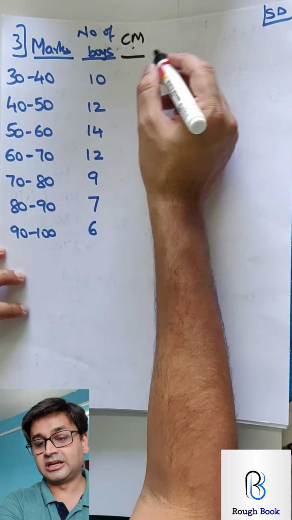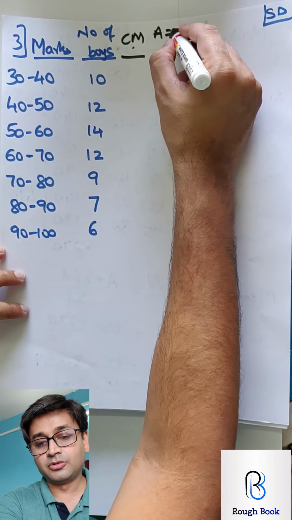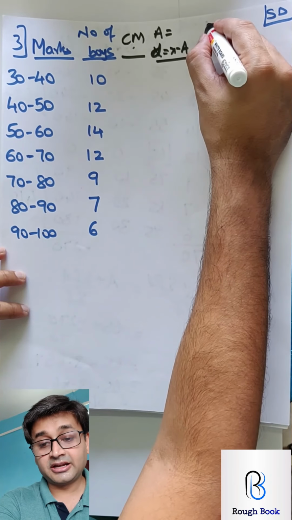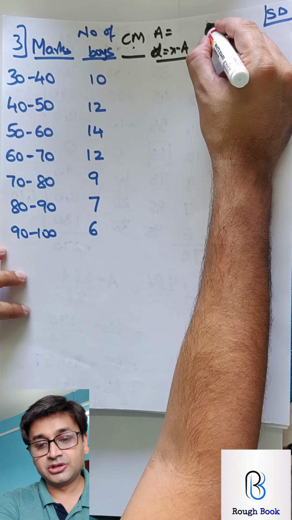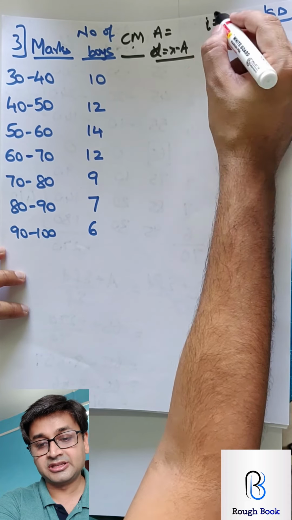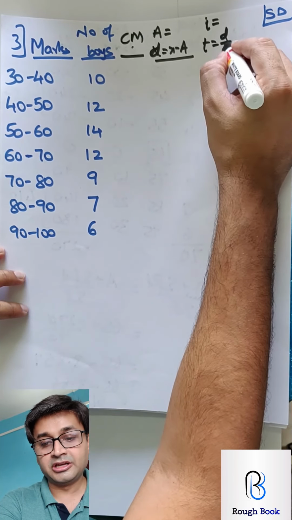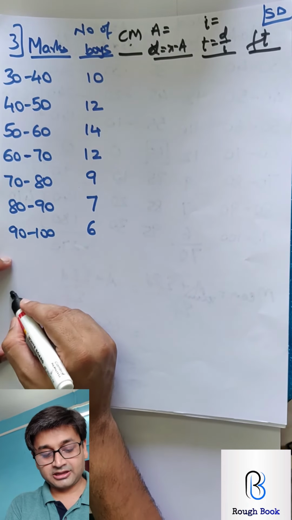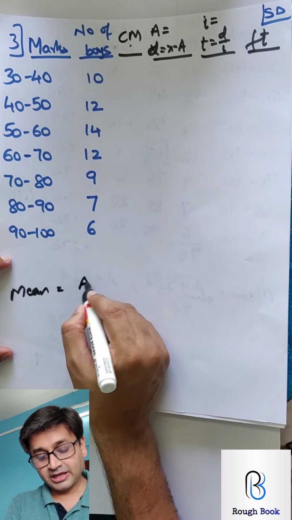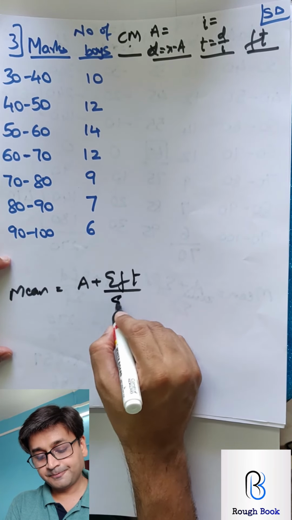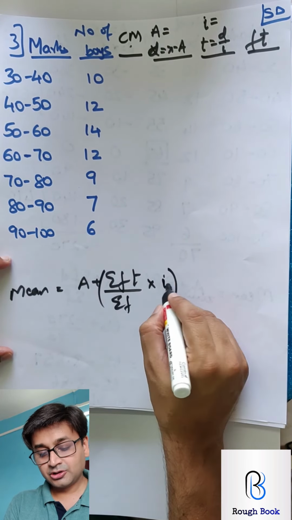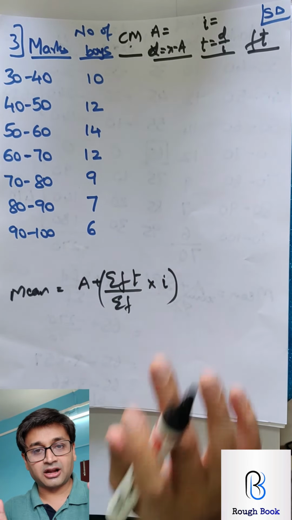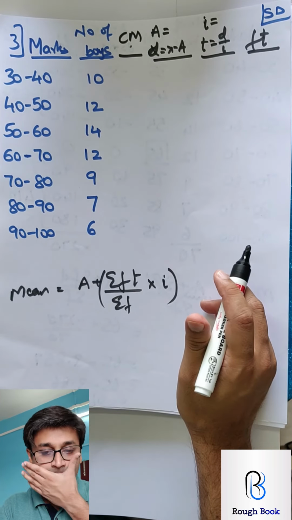So I'm just giving you the start, class mark first. Then A is equal to whatever and D is equal to X minus A. After that, you remember T column. So for T, you will first say I is equal to, and then T is equal to D upon I, and finally F into T. So 4 columns, and then your final formula for mean is A plus summation FT upon summation F into I. You divide by I, so you multiply. You subtract A, so you add. Simple. Remember it that way. It will become very simple to remember forever.